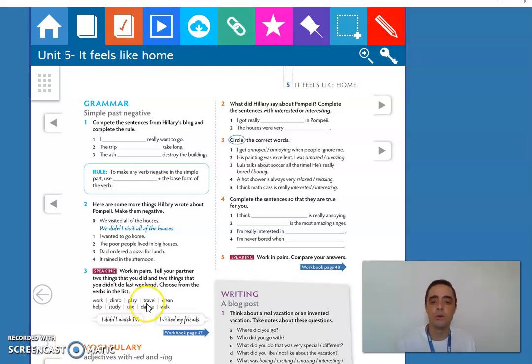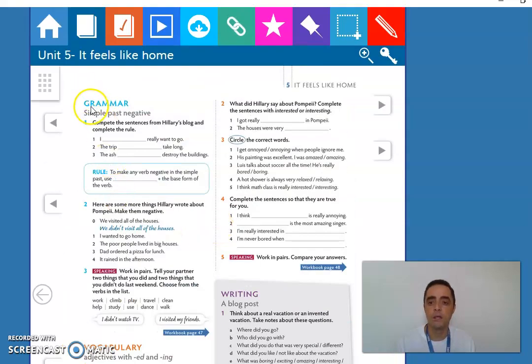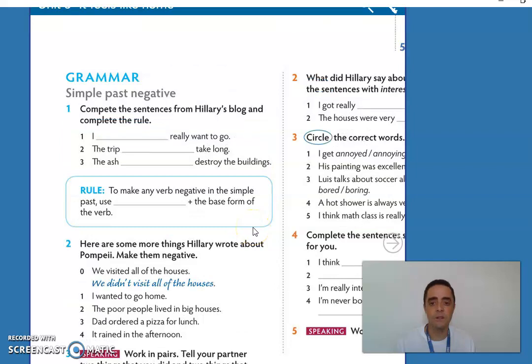Let's move on to page 53 in your workbooks in the section Grammar, Simple Past Negative. So in this section, what you have to do? You have to complete the sentences from Hilary's blog and complete the rule. In exercise number 1, we have 3 sentences.